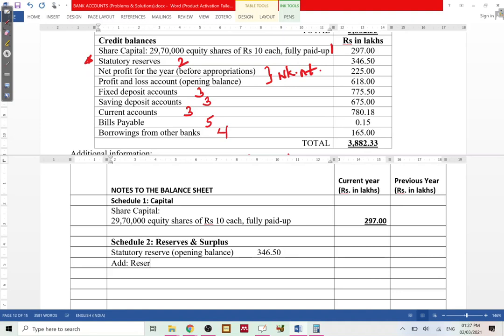So reserve transfer for current year. This we will do only after we calculate in the working note what is the amount of profits that are to be paid this year. I mean, what amount of profits have been made this year. So accordingly we will calculate this in the working note.